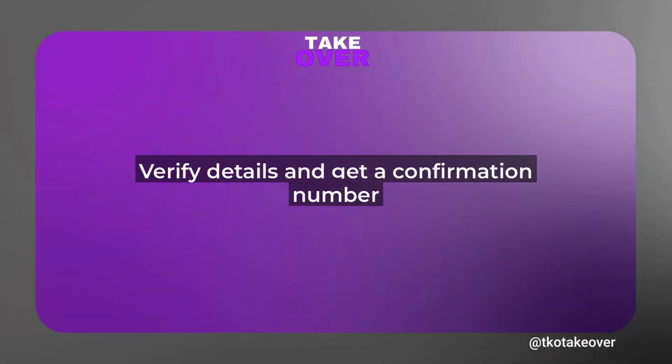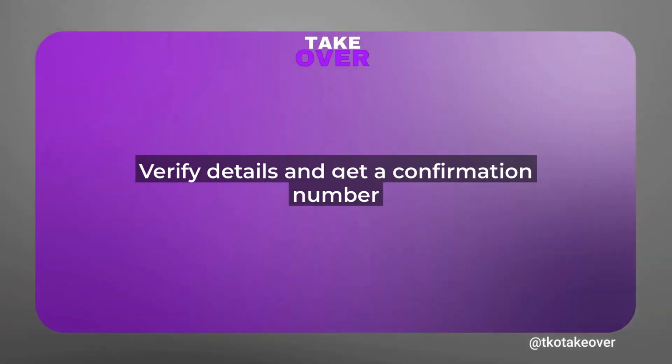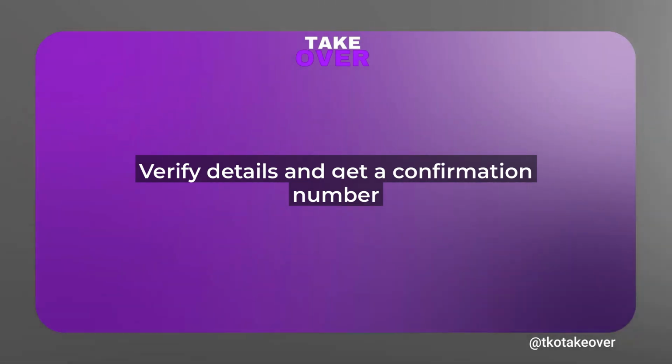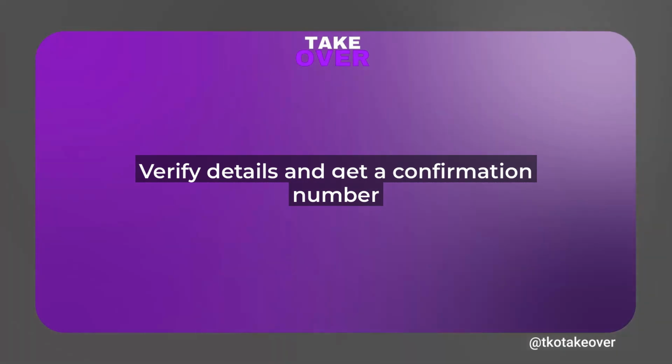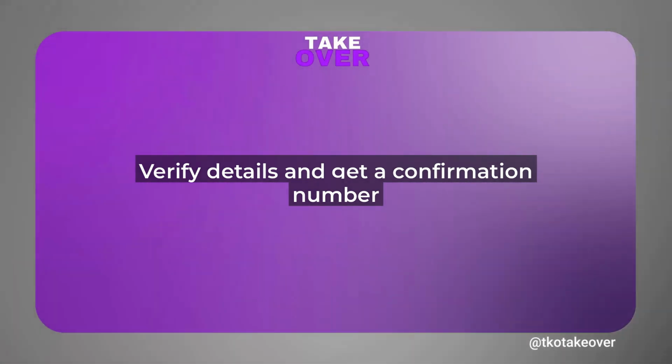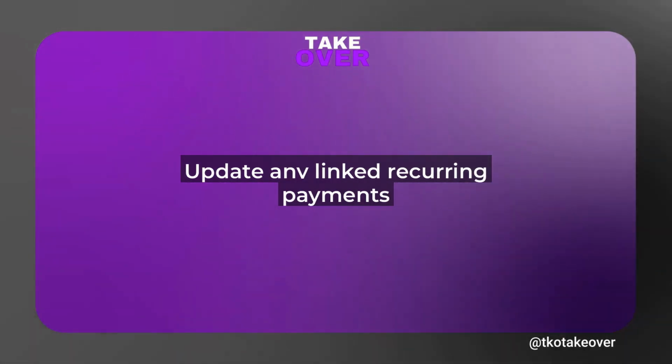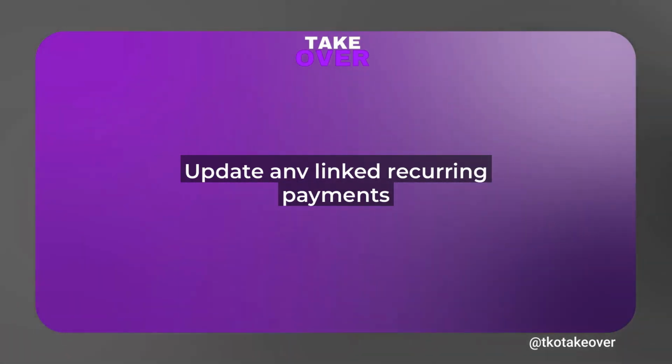Next, contact Sable directly. You can call their customer service line, which is usually available 24/7, or use the in-app chat. When you reach an agent, clearly state that you want to cancel your card. They'll ask for verification, like your account number or personal details, so have that ready. Be polite but firm, and ask for a confirmation number or email to document the cancellation.